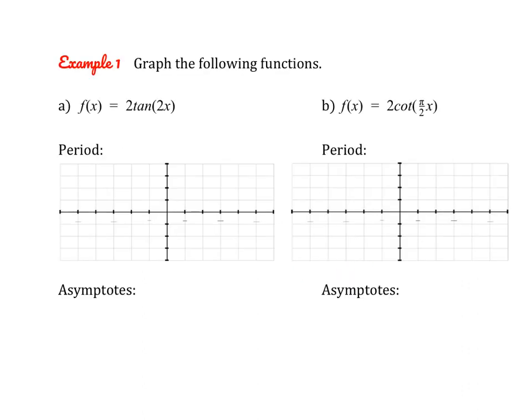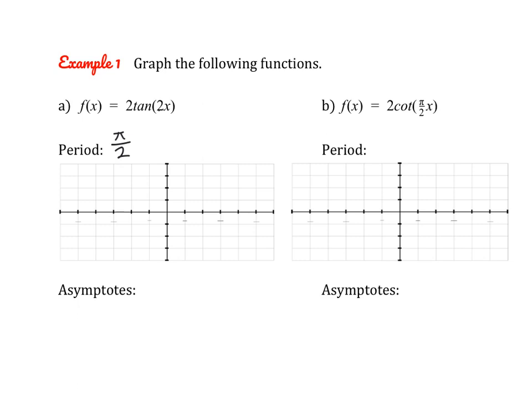All right, so let's give these a try together. For part A, we have f of x equals 2 times the tangent of 2x. So here I have 2 transformations. We have a vertical stretch and we have a horizontal shrink, which is going to affect the period of our graph. So remember, when we found the period of sine or cosine, we did 2 pi divided by whatever this value is. For tangent, we're actually going to do pi because that's the initial period, and then we're going to divide it by whatever that value is.